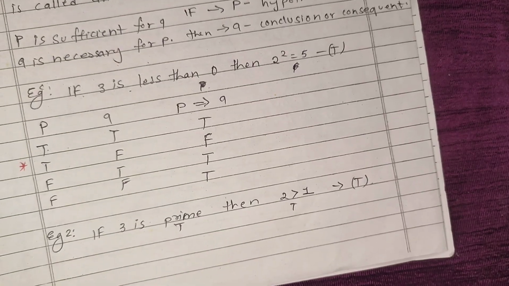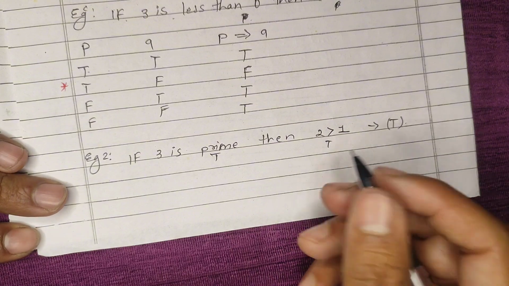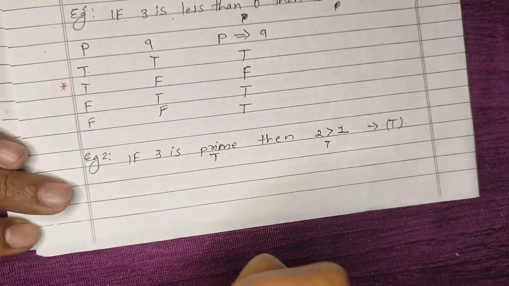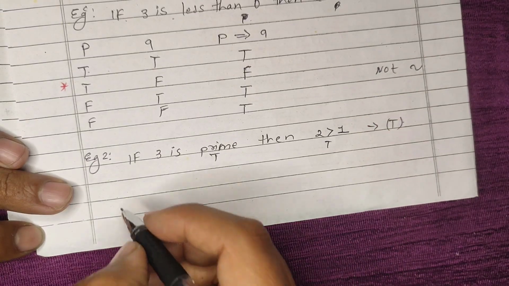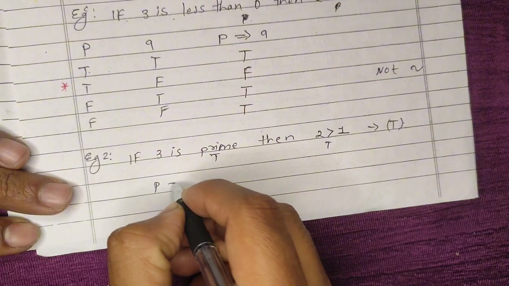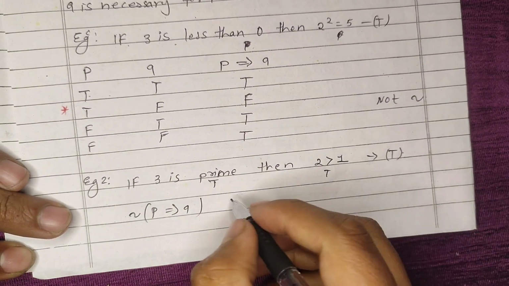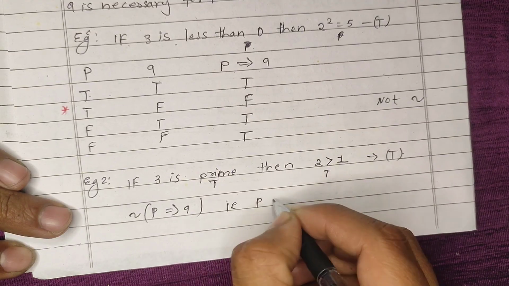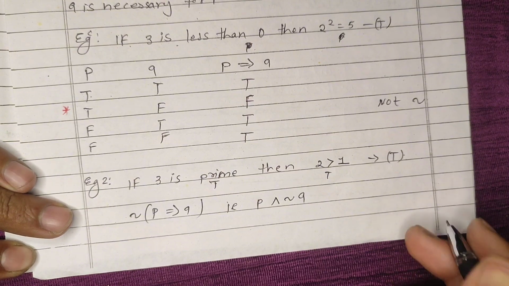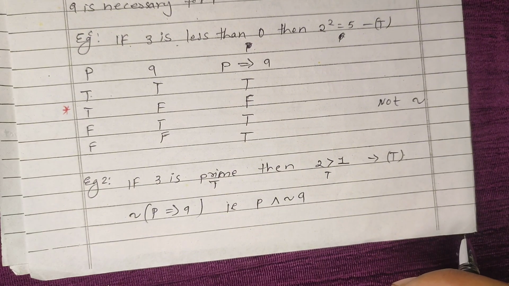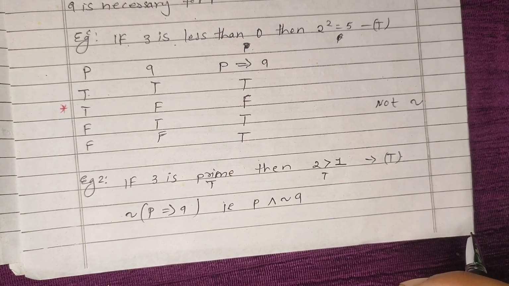Let's move to another topic. Before going to the next topic, let's understand the negation of the conditional. I have already told you that negation means not, which we symbolize like this. Then the negation of P implication Q can also be written as P and not Q.